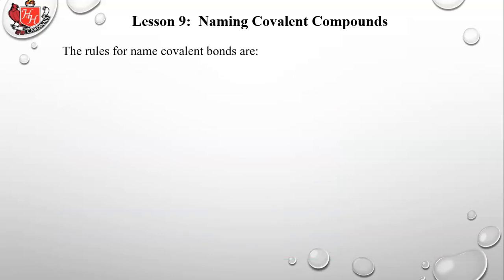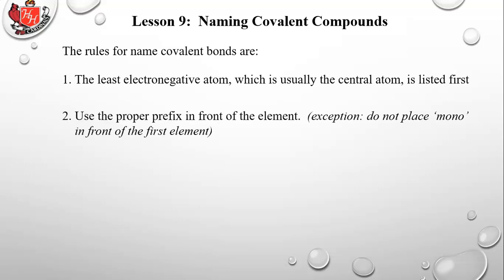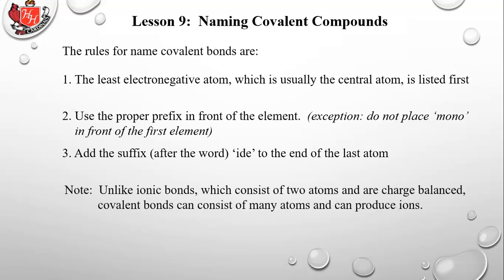So the rules for naming covalent compounds: 1, the least electronegative atom, which is usually the central atom, is listed first. 2, use the proper prefix in front of the element. The exception, don't place mono in front of the first element name. So you'll see examples of that. 3, add the suffix "ide" to the end of the last atom. And note, unlike ionic bonds, which consist of 2 atoms and are charge balanced, covalent bonds can consist of many atoms and they can produce ions.